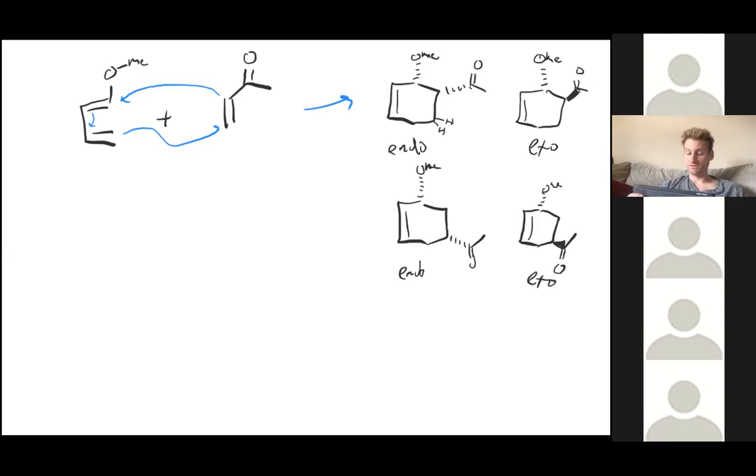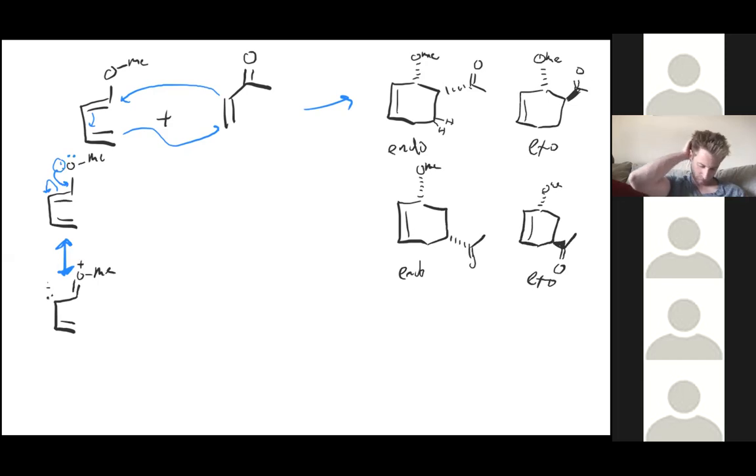Now, because of resonance, we are going to be able to eliminate one of these sets of possibilities here. So I'm going to redraw my diene here. There are two resonance structures we can make from this. We can have our electrons come down, kick out this double bond to this position here. And again, we can move this one more time down to the end.